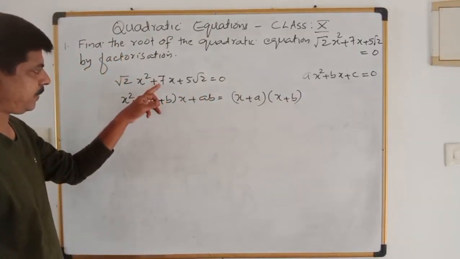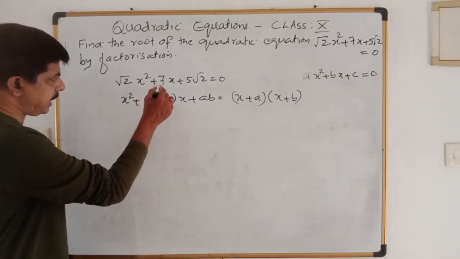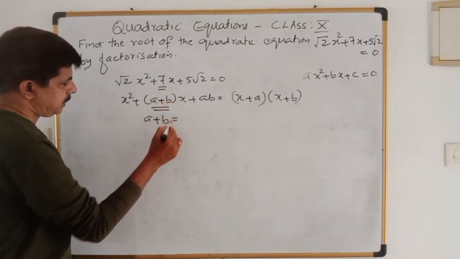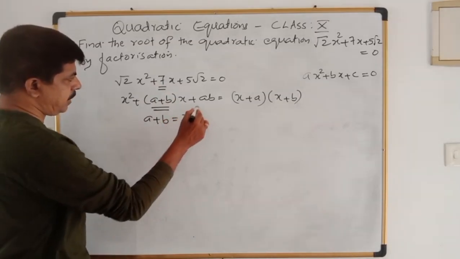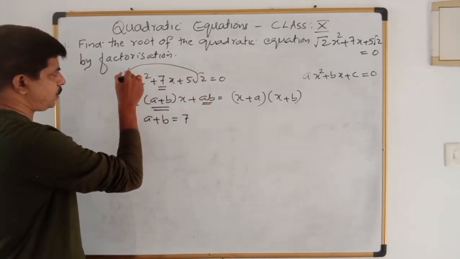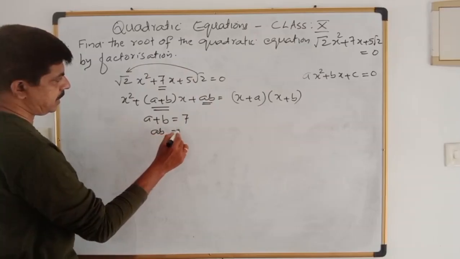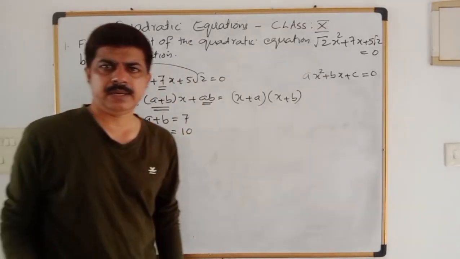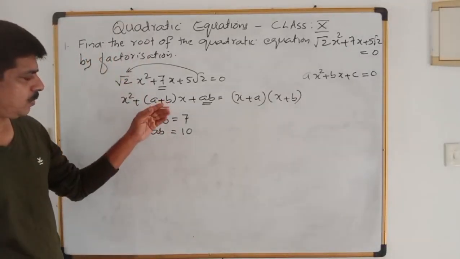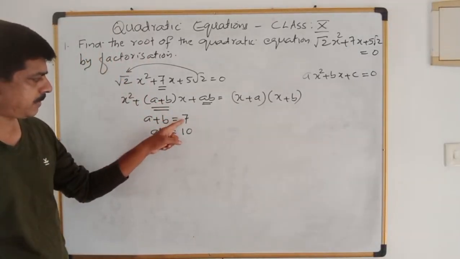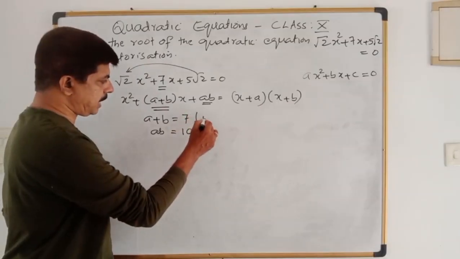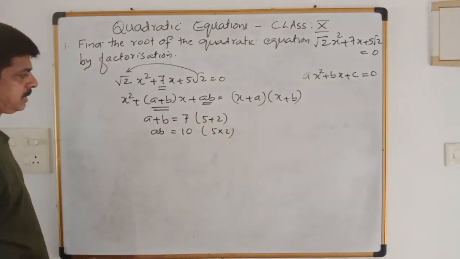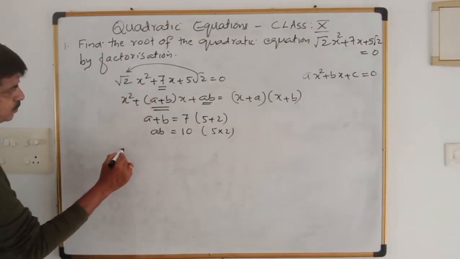Just compare the given expression with this identity. So we know that a plus b is equal to 7. Think of two numbers whose sum is 7. For the product ab, we multiply 5 root 2 and root 2. So what is ab? 5 root 2 into root 2, how much? The product is 10. So we have to think of two numbers whose sum is 7 and product is 10. Very easily we can write 5 plus 2 is 7, and 5 twos are 10. So we split the middle term.